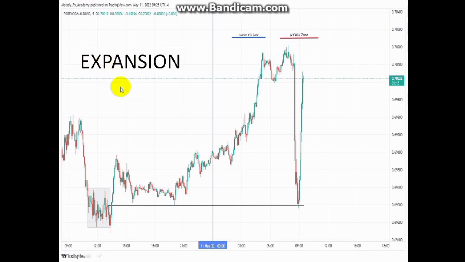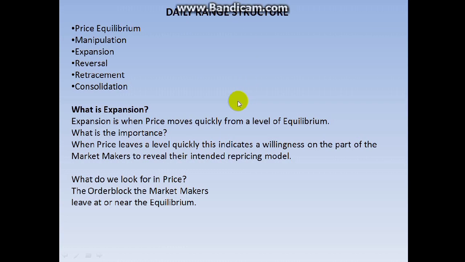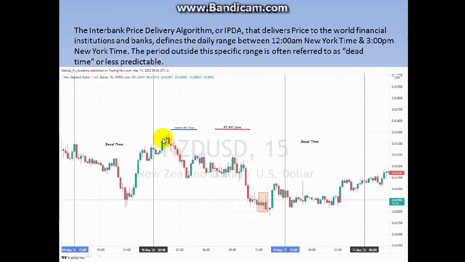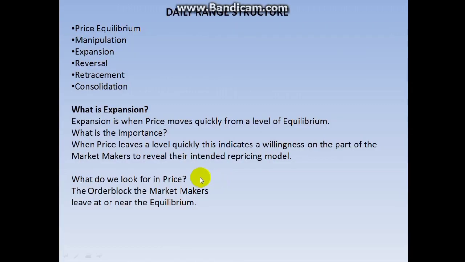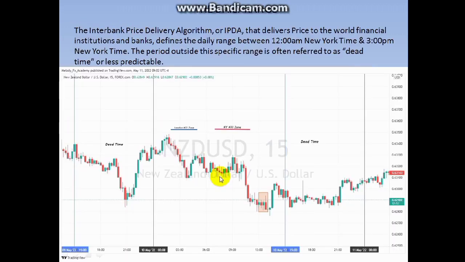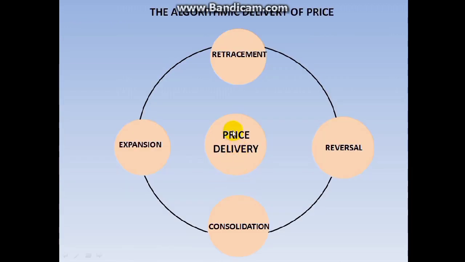Now we have the expansion. This is the Aussie dollar 5 minute time frame. We have the consolidation right here. The daily range structure refers to the period between 12 midnight and 12 midnight. This is daily price action data. The structure is referring to how price is being delivered on a day-to-day basis, which is what we talked about right here: price delivery, consolidation, next phase expansion, next phase retracement or reversal, and back to consolidation.